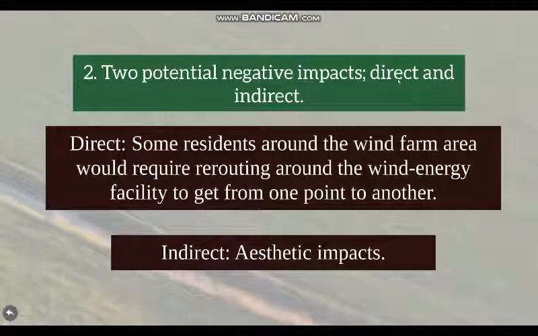There are two types of potential negative impacts on recreational opportunities: direct and indirect. Direct impact on recreational opportunities are either precluded or require rerouting around the wind energy facility. Indirect impacts include aesthetics impacts such as addressed before.